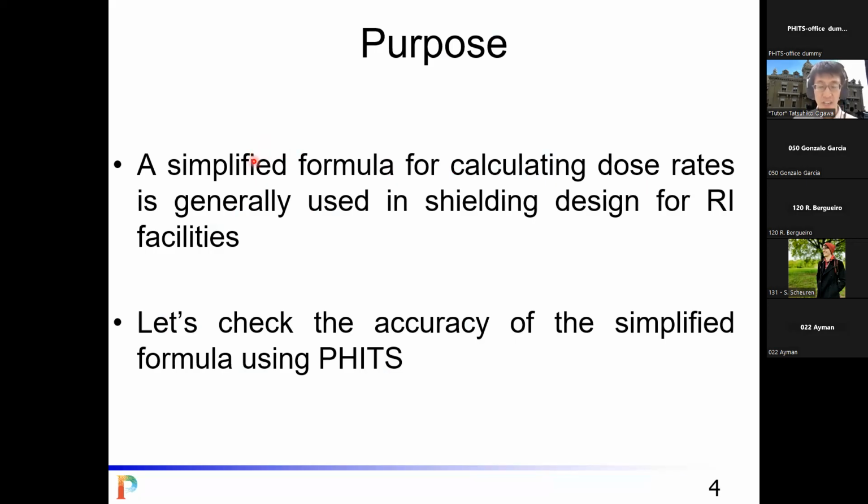Usually in radiation shielding calculation in actual facilities, radiation safety experts and engineers use simplified formulas for calculating dose rate, because Monte Carlo calculation takes a long time, in particular using a full-scale geometry of concrete, maze, ducts, everything. So the very first thing to do is to check the accuracy of the simplified formula to calculate dose rate and compare it with a PHITS calculation.